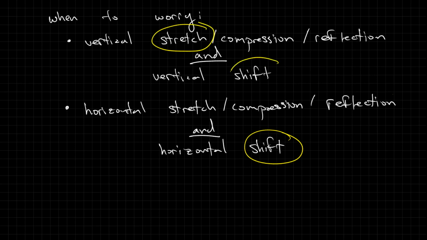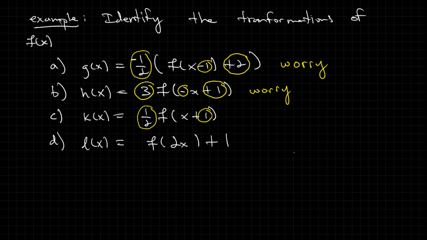Now, if there were a vertical shift, we would have to worry about the order, but there's not. And if there were something like a horizontal compression, stretch, or reflection, we would have to worry about the order, but there's not. So in this part C, we don't have to worry about the order.